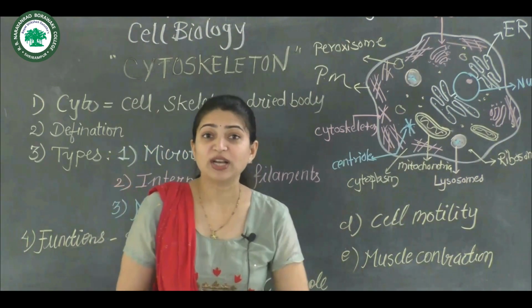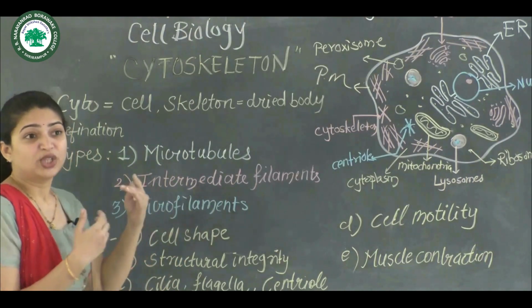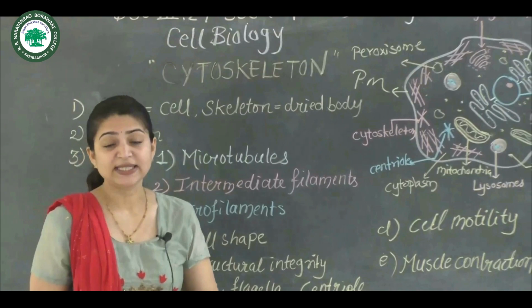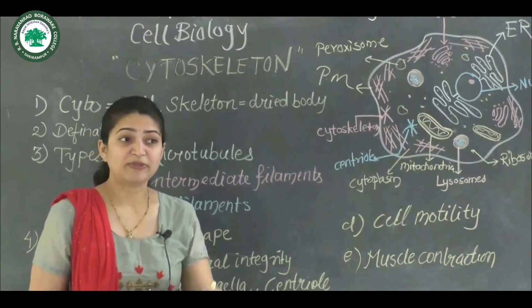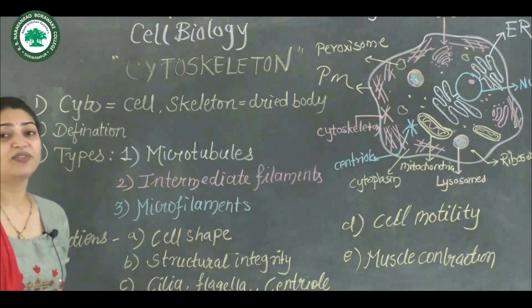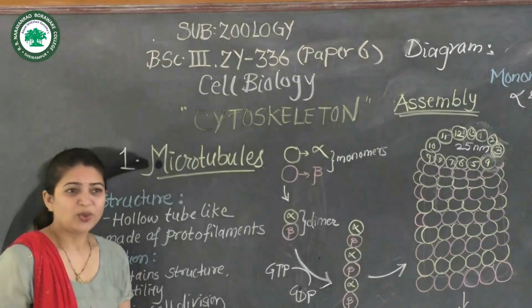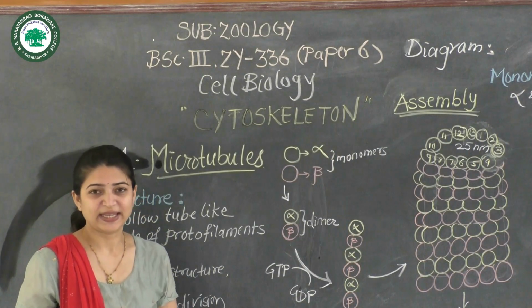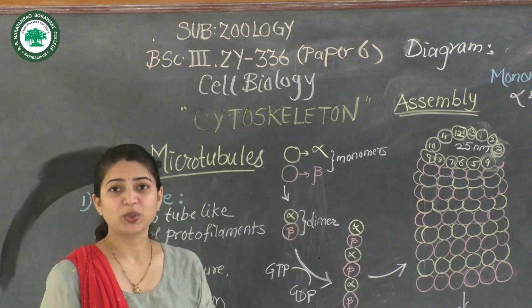Okay, so this was all about the definition, the location, the functions, the structure of cytoskeletons, and also the types. So now further we are going to see one by one the different types of cytoskeleton structure. Okay. So next we are going to move on with the types of cytoskeleton. In these types, first we are going to see the microtubules.